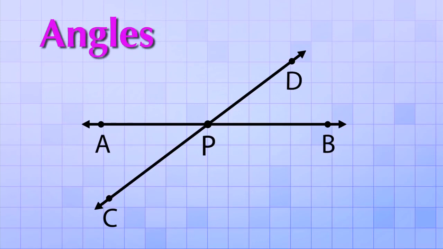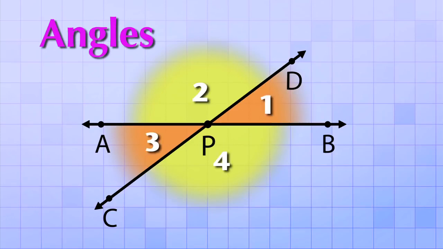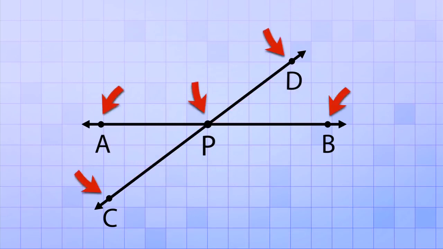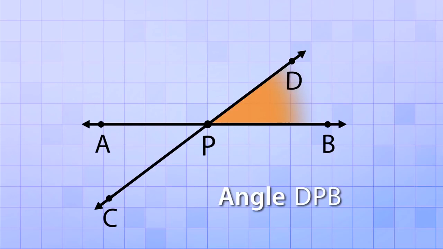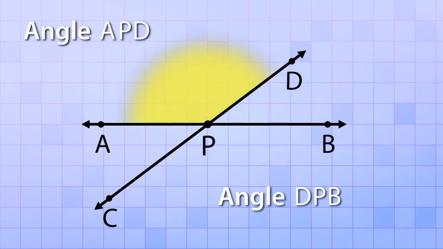You can think of the angles as the spaces or shapes that are formed between the intersecting lines. These intersecting lines form four angles: 1, 2, 3, 4. But instead of calling them angle 1, 2, 3, and 4, in geometry, we name them by the points used to make them. For example, this angle here can be called angle DPB because if you trace along those points, like connect the dots, they outline that angle. And this angle here, we can call that angle APD because connecting those dots forms that angle.